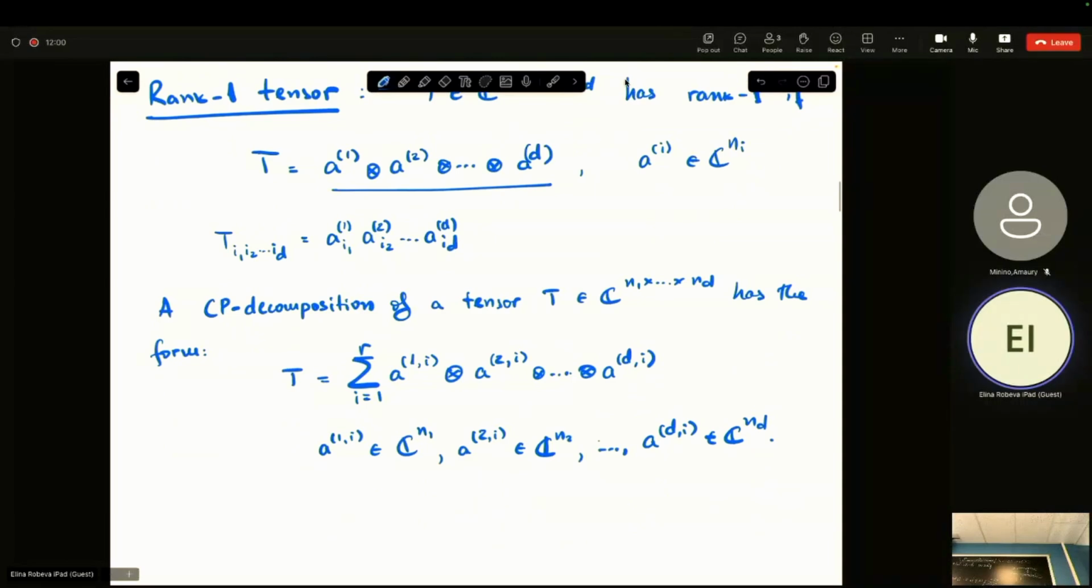Okay, so I actually have a question. I'm not sure if I'll be able to hear anyone, but can you easily see that every tensor has a CP decomposition for some R? Can you think about how to make one? If I give you any tensor.